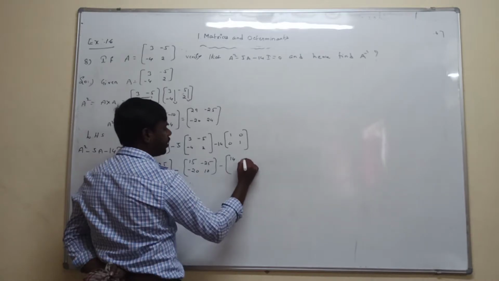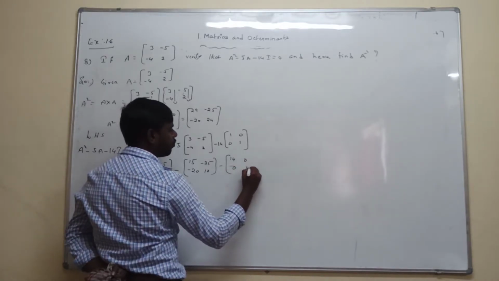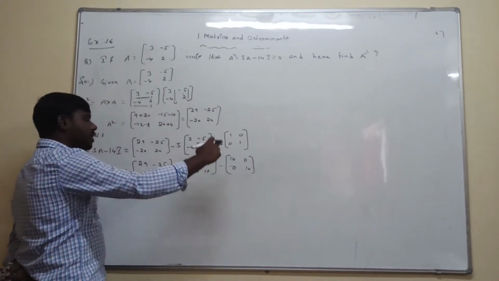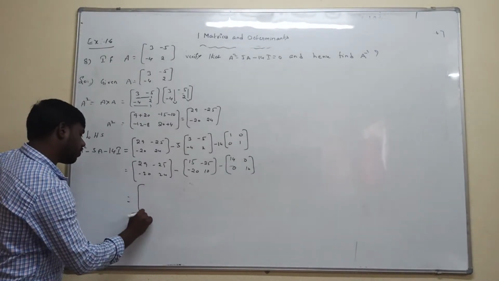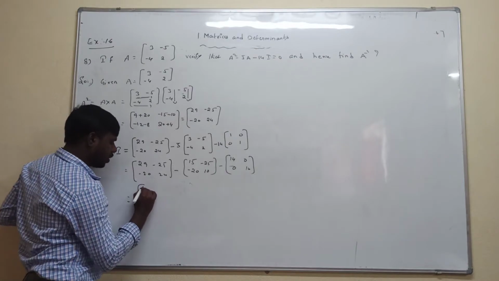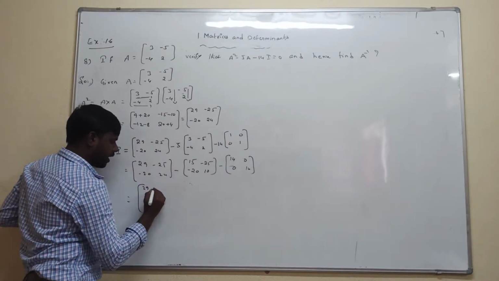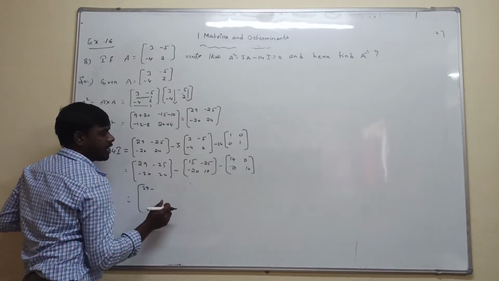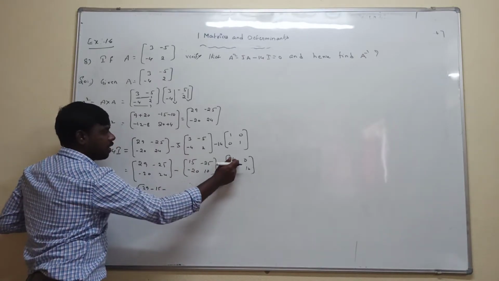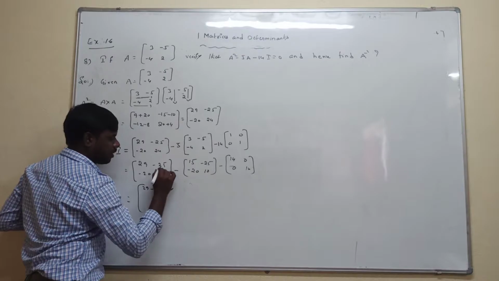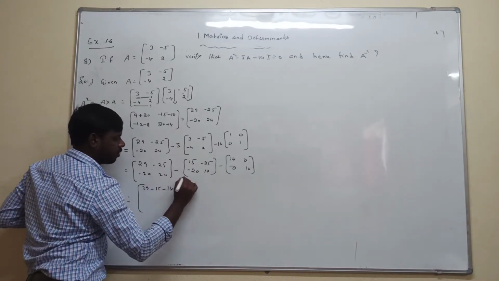14 into 1 is 14. 14 into 0 is 0. 14 into 0 is 0. 14 into 1 is 14. Now we are subtracting the corresponding elements. What is the first position element here? 29. The symbol is 29 minus the second matrix's first position, which is 15, and after the negative symbol, the third matrix's first position is 14. Like that, here the second position is minus 25.